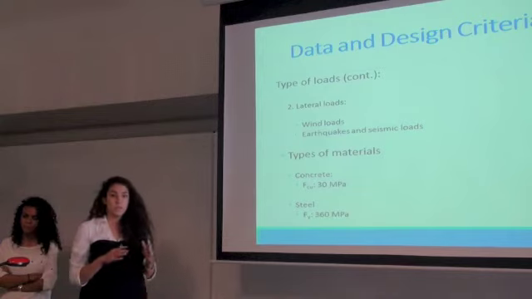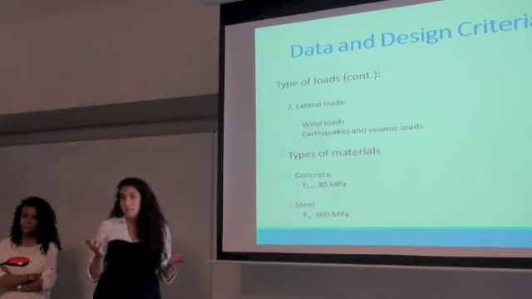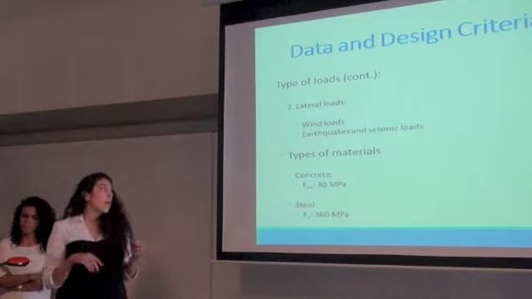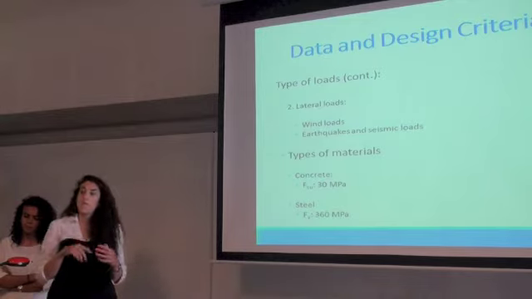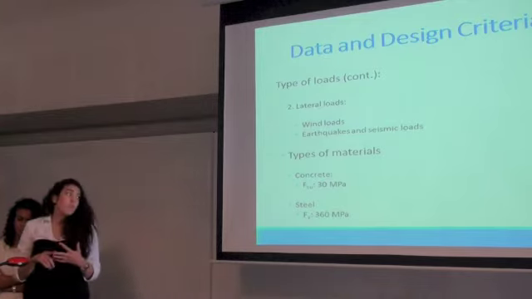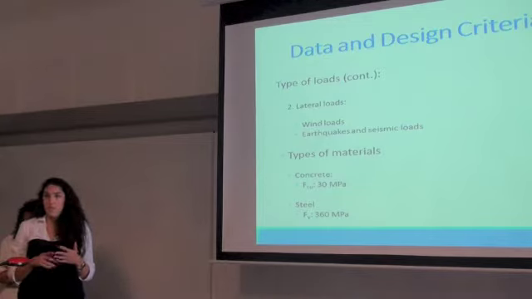In our design, we're going to use the most conventional typical design, as implemented here in Egypt. We're going to have concrete having a compressive strength of 30 megapascal and steel of yield strength of 260 megapascal, which is high strength steel.